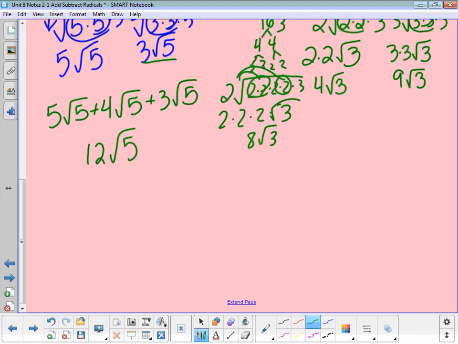Okay, so let's go ahead and write out all those terms. So I have 4 square root of 3 plus 9 square root of 3 plus 8 square root of 3. So I want you to go through and add those together yourself.